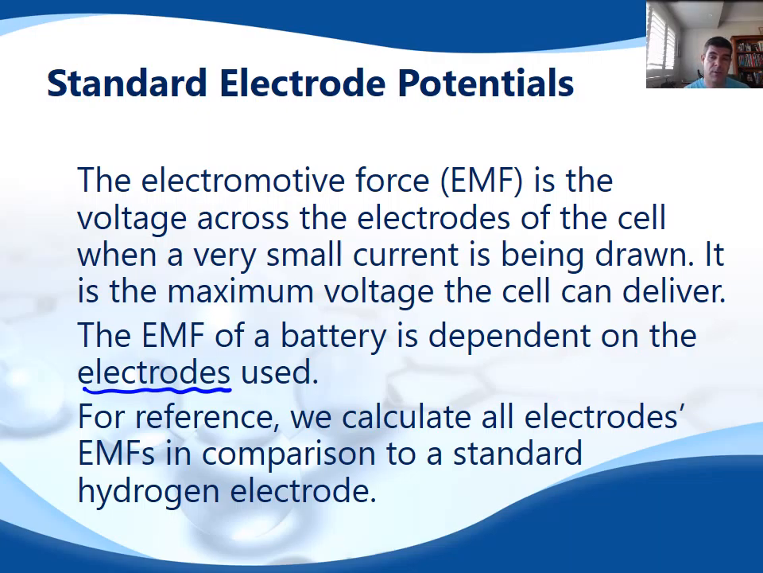Now, one of the things that we do with our table of standard reduction potentials is that we use a standard for comparison. We've done this in the past, and the standard for comparison in as far as galvanic cells are concerned is the hydrogen electrode. And that's why when you look at the table of standard reduction potentials, the value for hydrogen is 0.00 volts. So effectively, everything else is being compared to the hydrogen half cell.